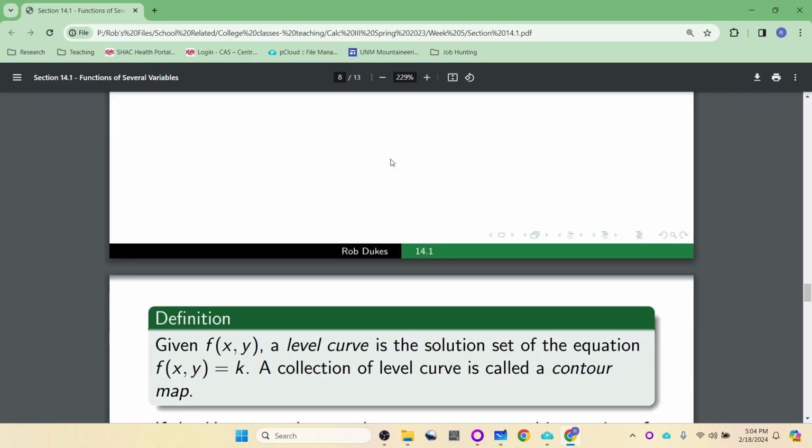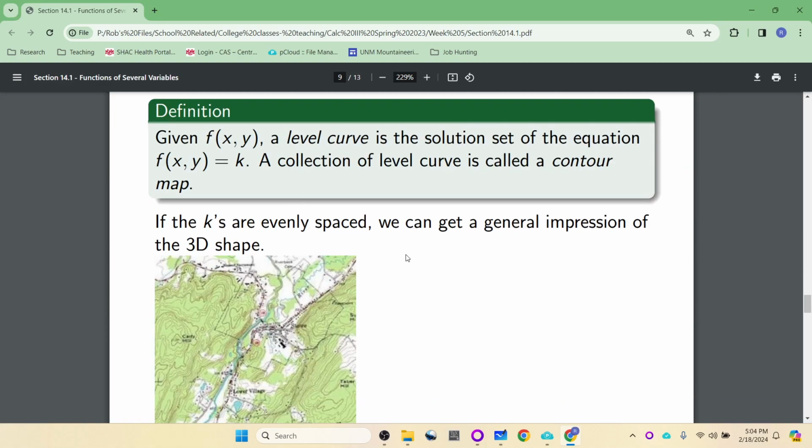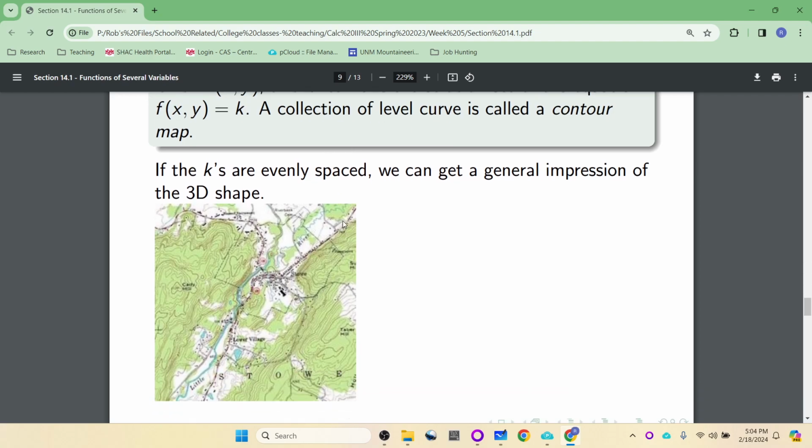Alright. So this is not too different than the graphing we've done before. We've talked about level curves already. A level curve is a solution set of the equation f of x y equals k. And if we collect them, we get a contour map. So this little picture is supposed to show how the contour map gives you an idea of the shape. Over here, I can see the contour lines are bunched really tight, so it's really steep. Out here, they're spread out more, so it's probably a lot shallower.